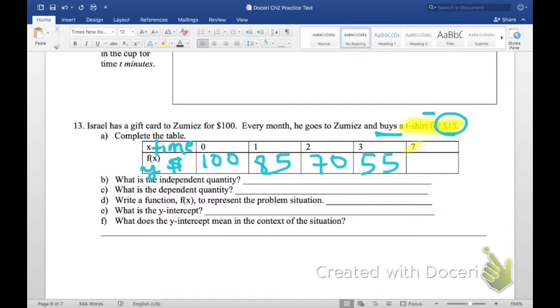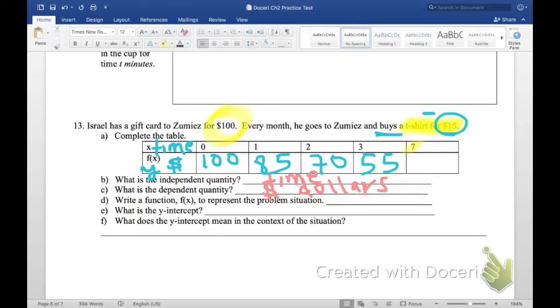However, if you notice that your table, it jumps. So in this case, I think we are going to have a negative number. And we could have negative money, right? He's going to have to pay out of his own pocket after his gift card is done. So B, we already answered. What is the independent quantity? We have time. What's the dependent quantity? We have money, or dollars.